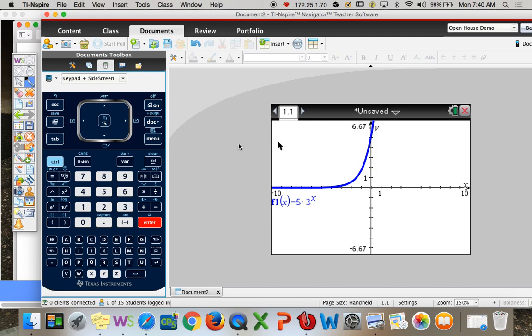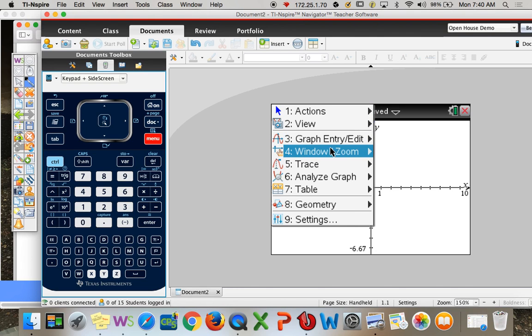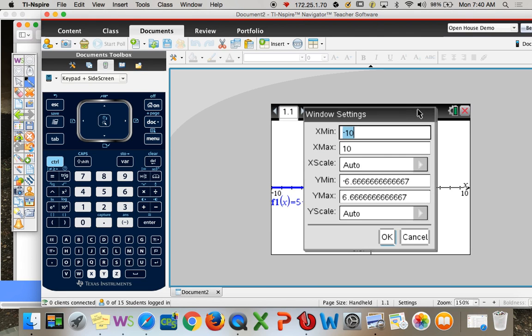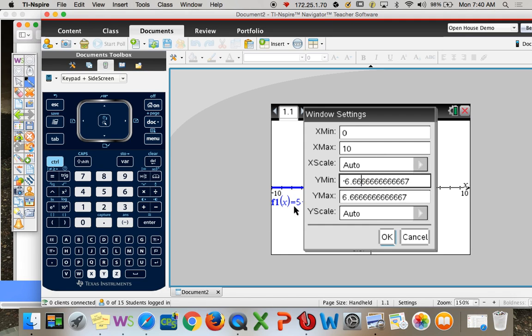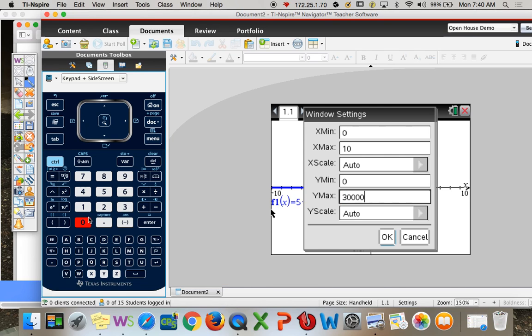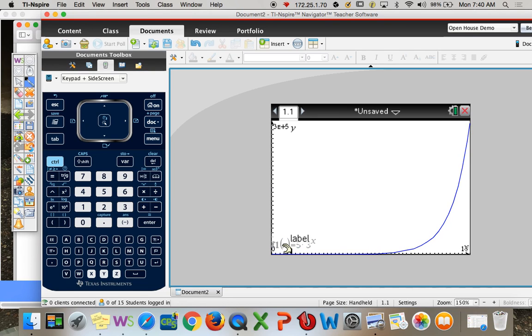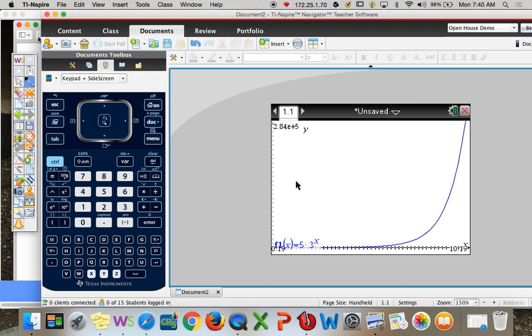And I'm going to actually zoom up my window. And let's change our settings. Let's go from day 0 to 10. Let's make our minimum 0. And let's make our maximum go up a lot more because it was pretty high. Let's go up to like 300,000. And when we graph it, we can see it will look something like this, that it starts up pretty slow, but then by that 10th day it increases quite dramatically.